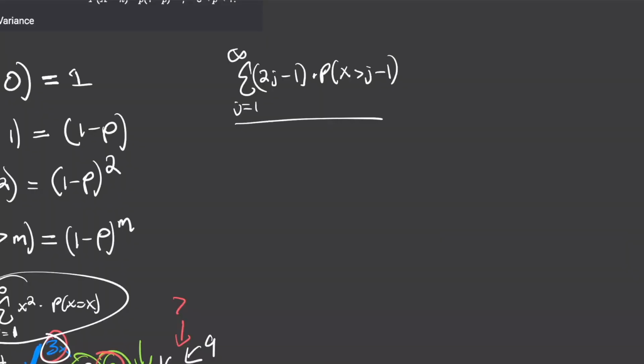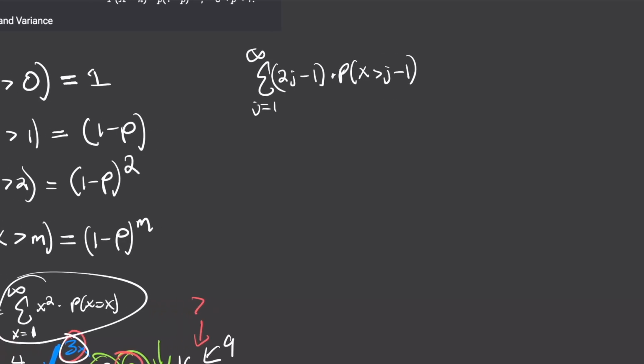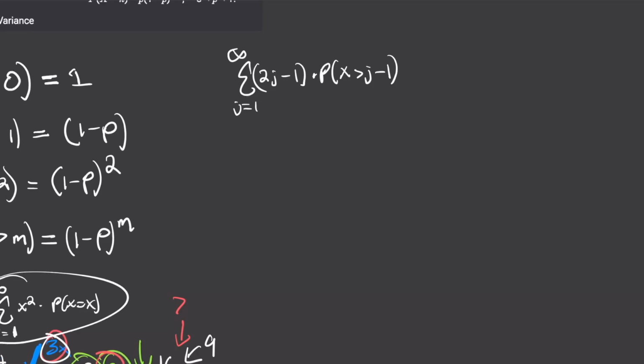Okay, and now we can solve this. Well, the probability that x is greater than j minus 1, if we plug in j minus 1 to this formula that we found over here, well, then we're just going to get 1 minus p to the power of j minus 1 here. Now I can just distribute what's inside of here. So when I do that, I'm going to have 2 different sums now. So I'm going to subtract off the sum from j equals 1 to infinity of, on this side, it's just going to be 1 minus p to the power of j minus 1.